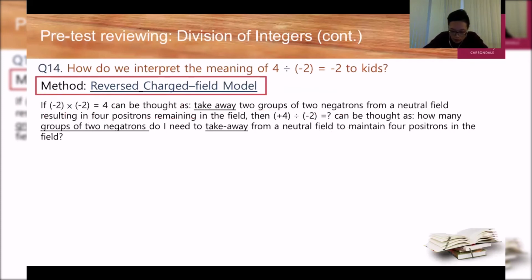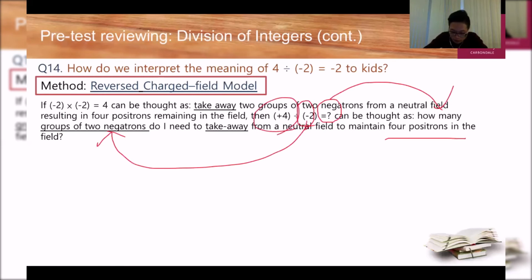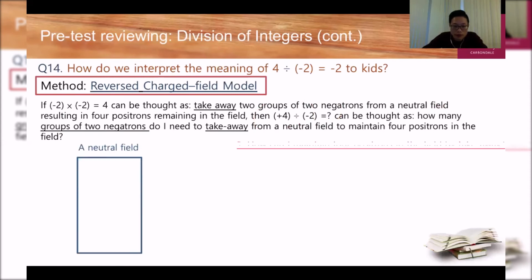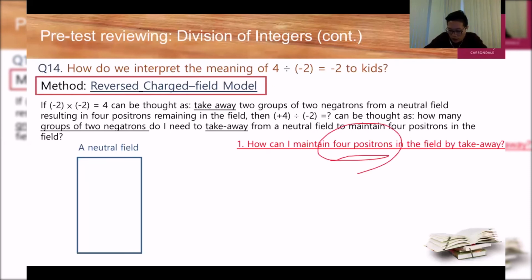Okay, so back to our question. +4 divided by -2 can be thought of as how many groups of 2 negatrons I need to take away from a neutral field in order to maintain full positrons in the field, right? So I start from a neutral field. How can I maintain 4 positrons in the field by taking away?